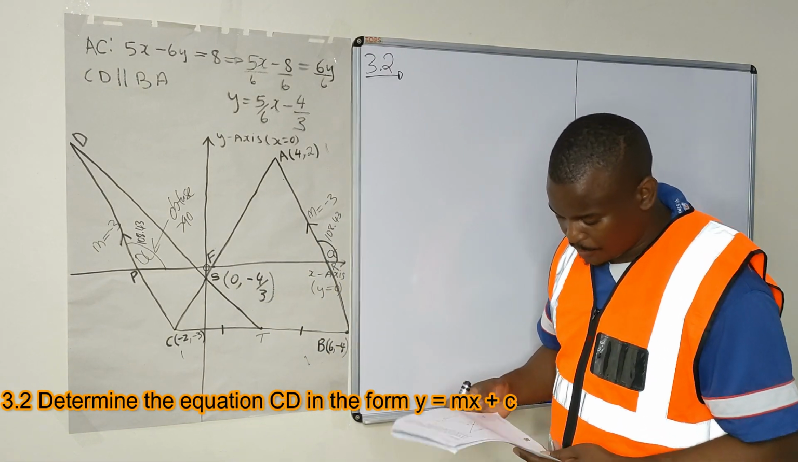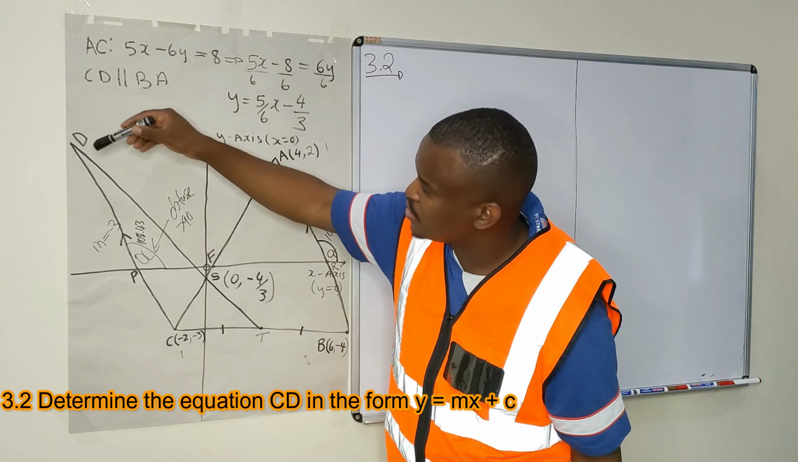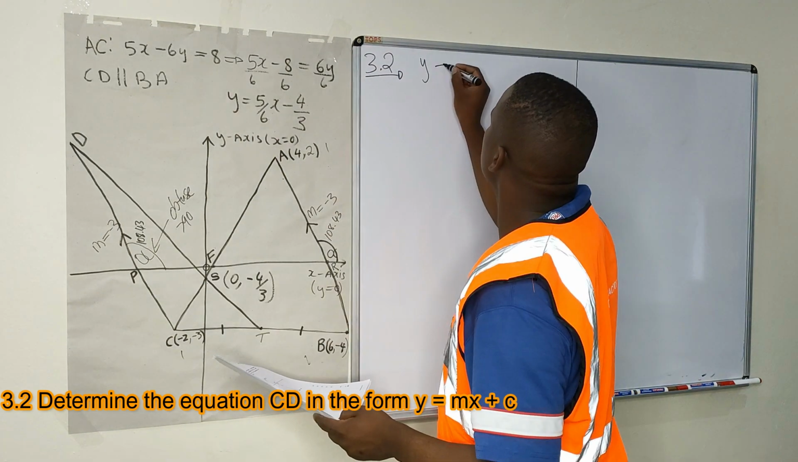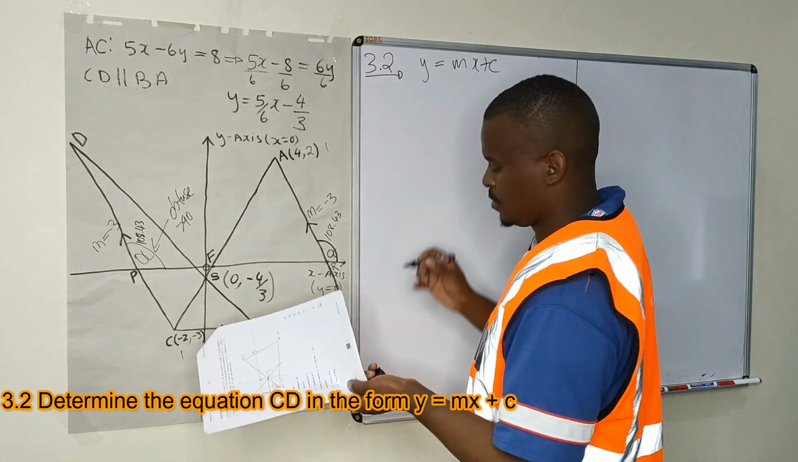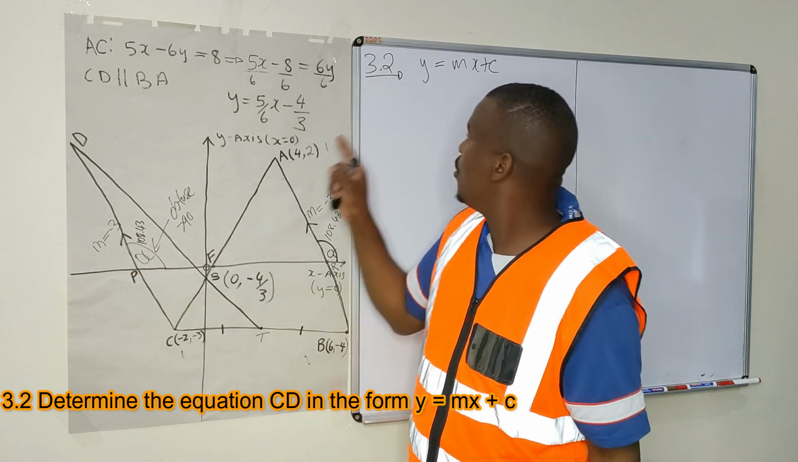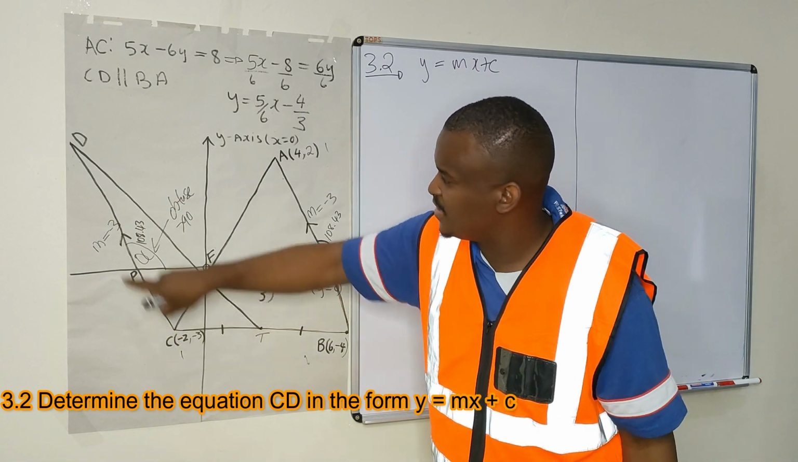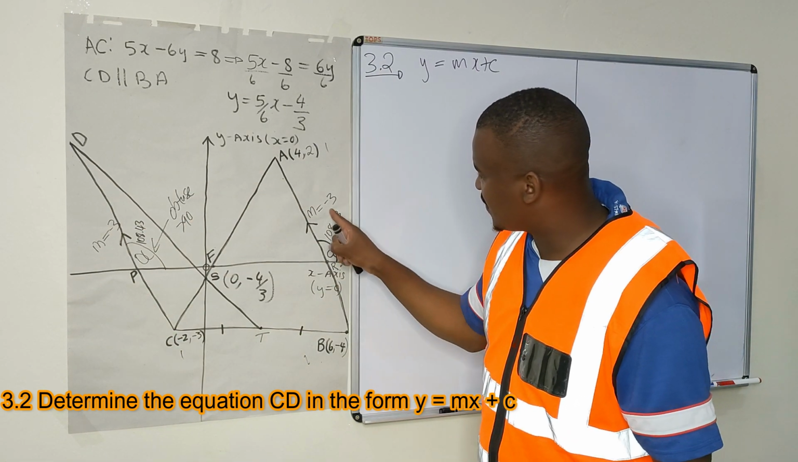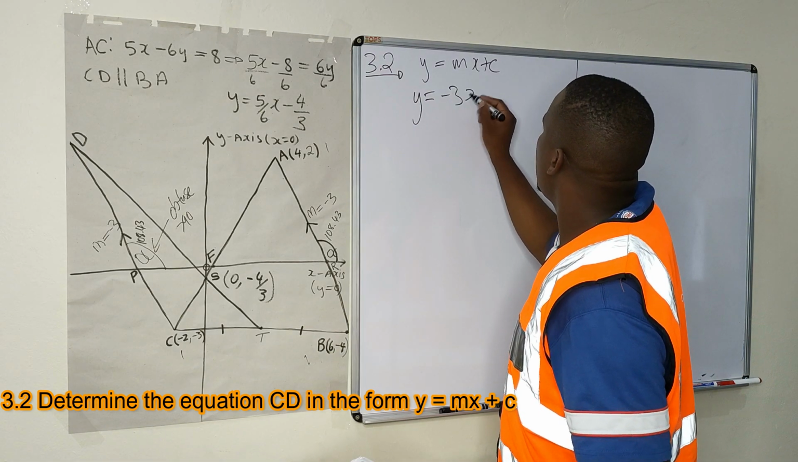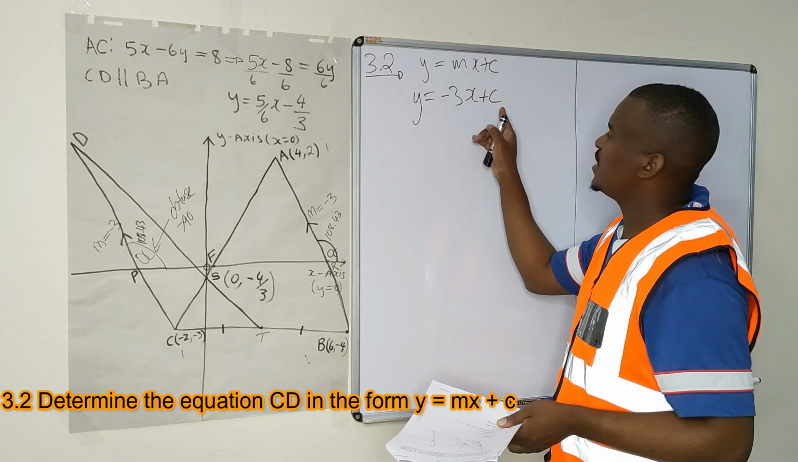Okay, 3.2. Determine the equation of CD. They want you to find the equation of CD in the form y is equal to mx plus c. M is your gradient. CD is parallel to AB, so they have the same gradient of minus 3. So you know that y is equal to minus 3x plus c, right? And then you need just 1 point now to find the value of c.